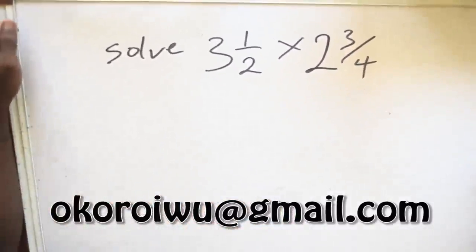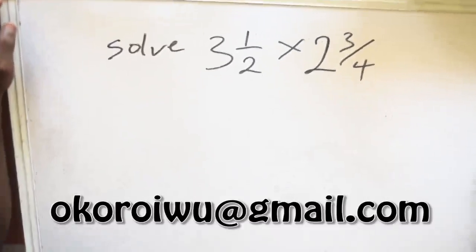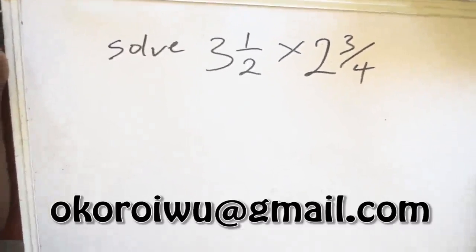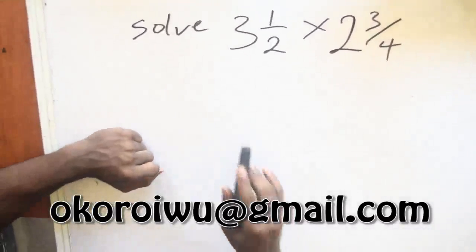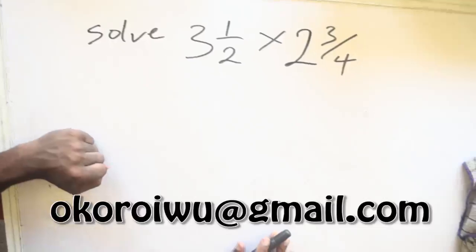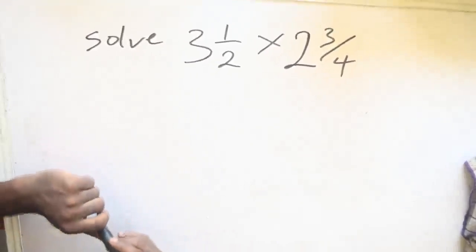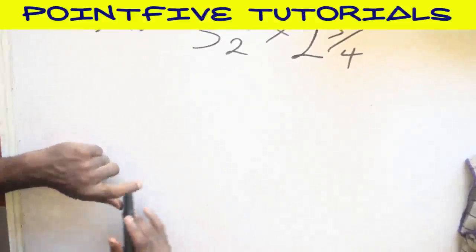In today's video, I'll teach you guys how to multiply fractions. Alright, now we have these numbers that have been given to us. The first one is 3 whole number 1 over 2 multiplied by 2 whole number 3 over 4.